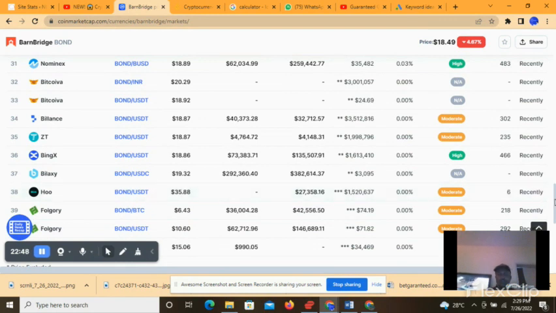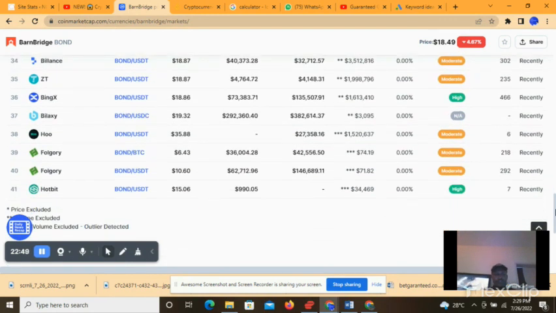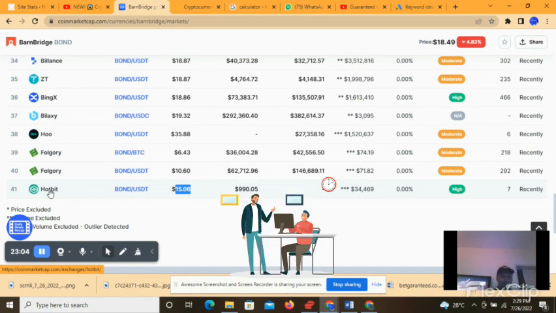Look at Hotbit. Get over to Hotbit, buy this bond, trade bond. Are we together? Buy for 15.06. As you can see, once you do that, convert to USDT, then you can transfer it to Binance, and then trade for 18.82. Are we together? So you can see this. This is massive. You make profit from here.